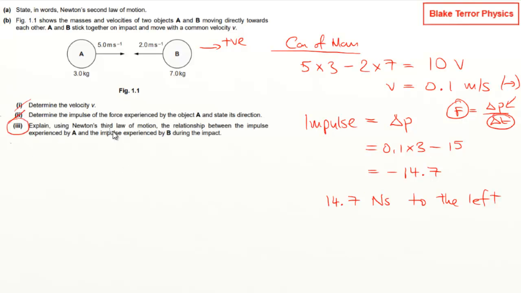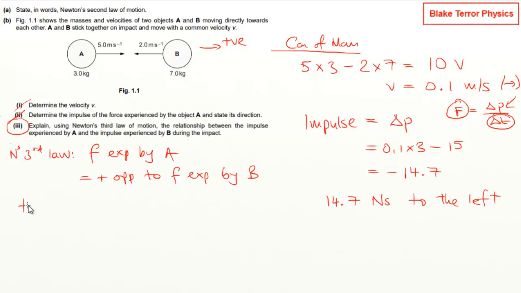Explain, using Newton's third law of motion, the relationship between the impulse experienced by A and the impulse experienced by B during the impact. Okay, so Newton's third law is going to tell us that the force experienced by A is going to be equal and opposite to the force experienced by B.